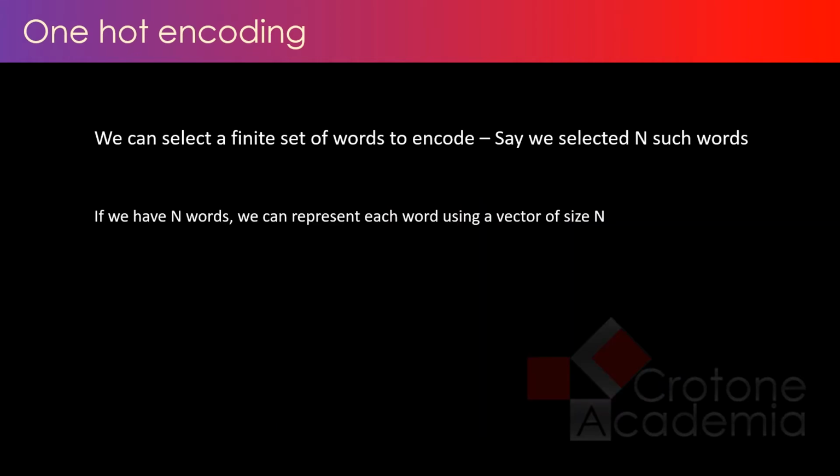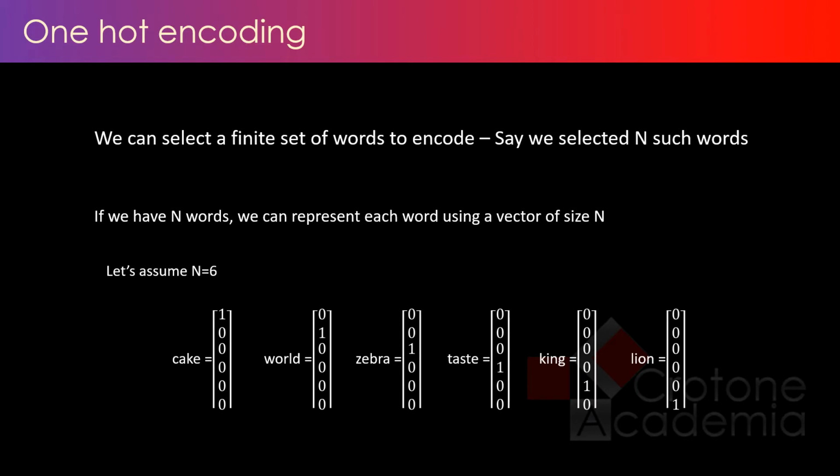If we select n words, to represent them using one-hot encoding, we have to use a vector of size n. As an example, let's say we are going to one-hot encode 6 words. It will look something like this. If n is very large, the encoded vector will be very large as well. If our corpus has 1000 words, this vector will be a vector of size 1000.